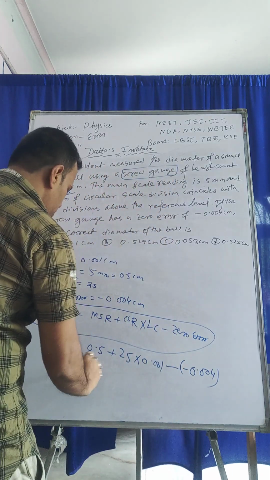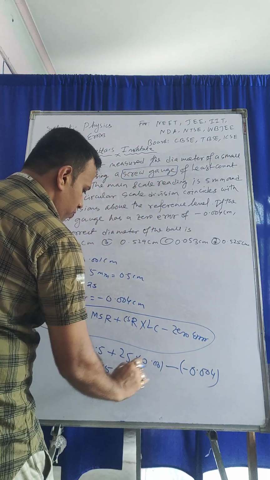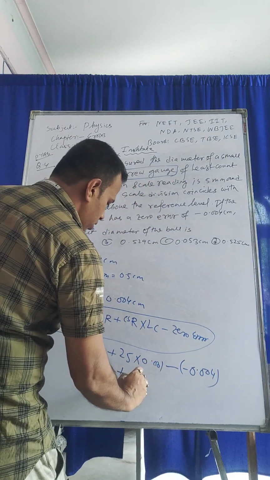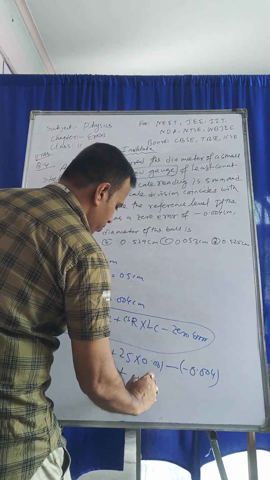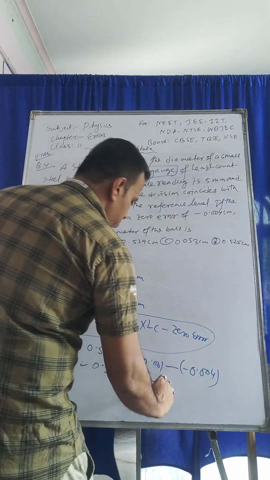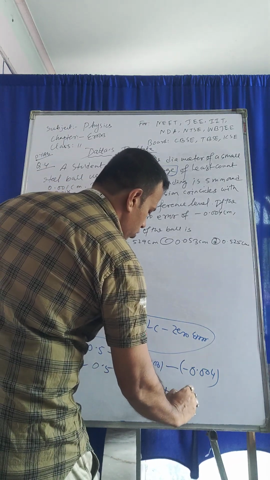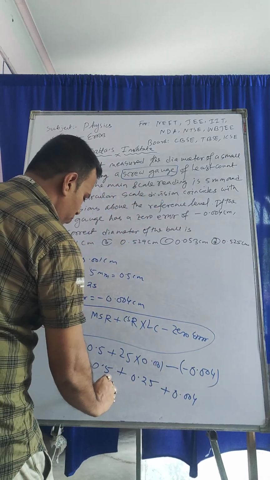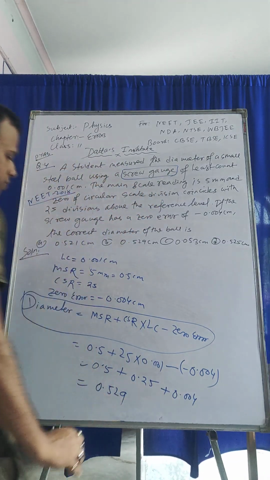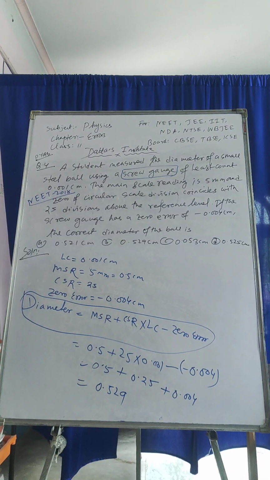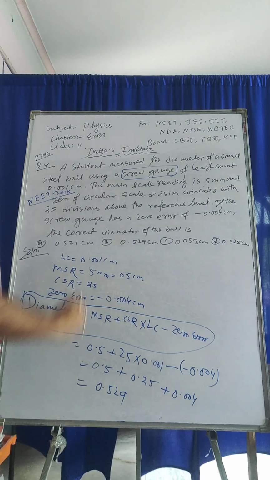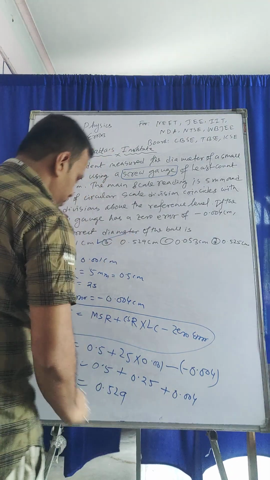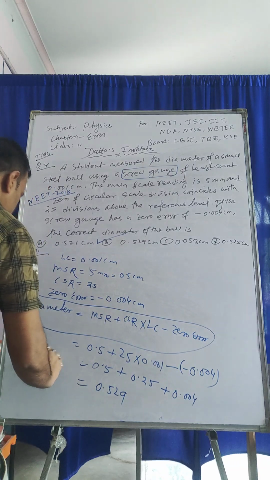So 25 multiplied by 0.001 will be 0.025, and here minus minus will be plus, so plus 0.004. So it will be nothing but 0.529 centimeter. Okay, so which option is correct? Option B is the correct option.